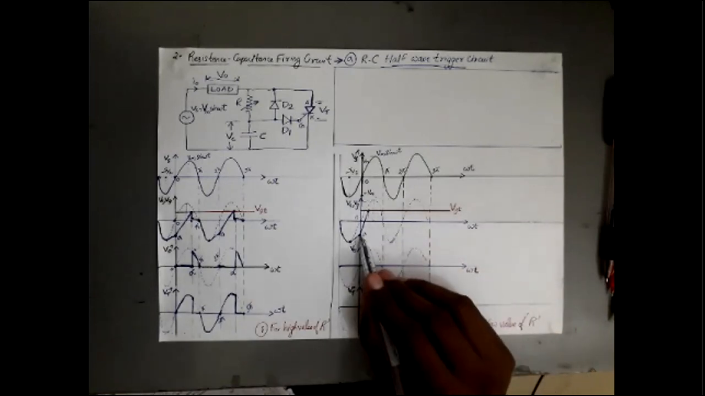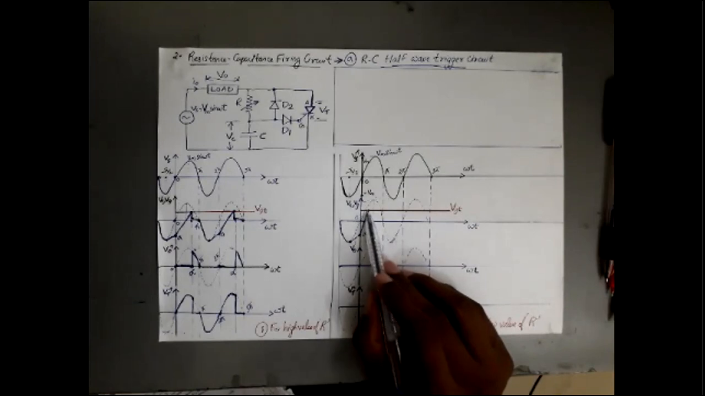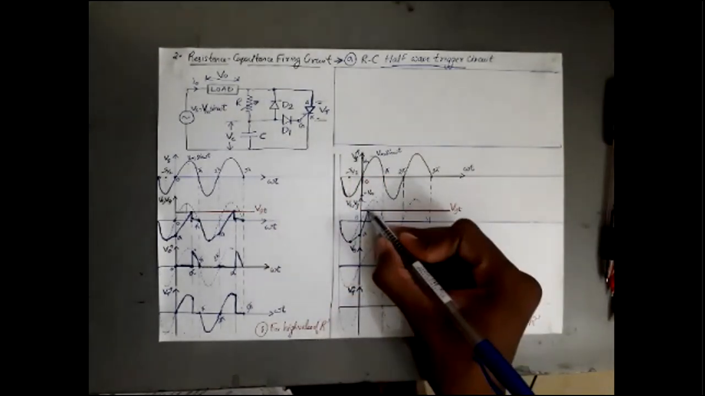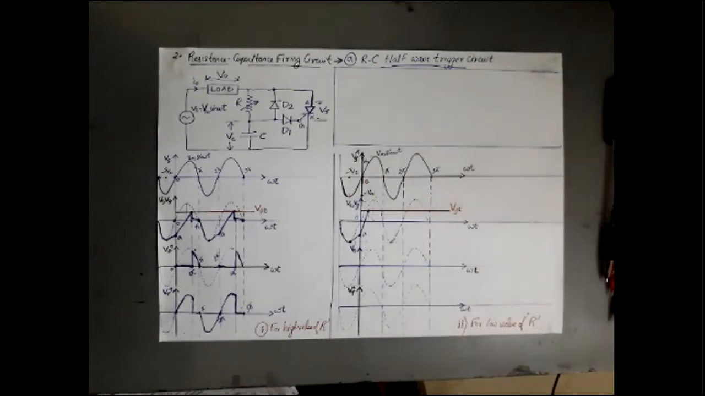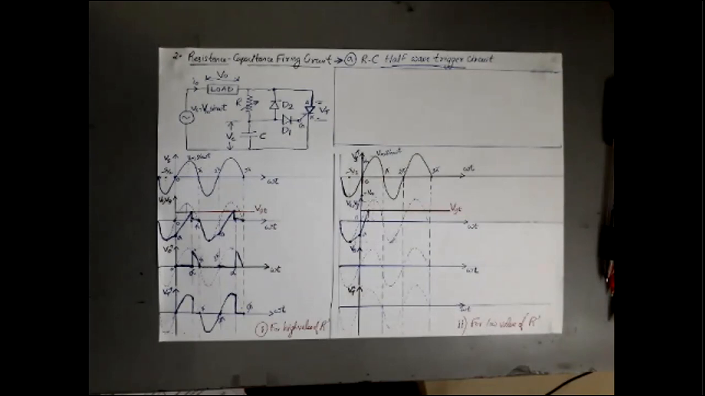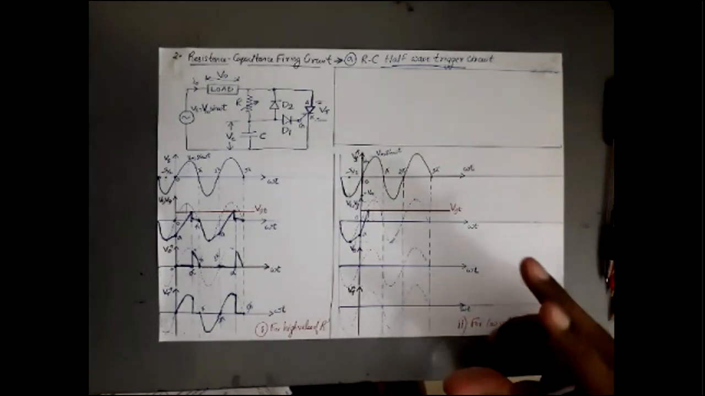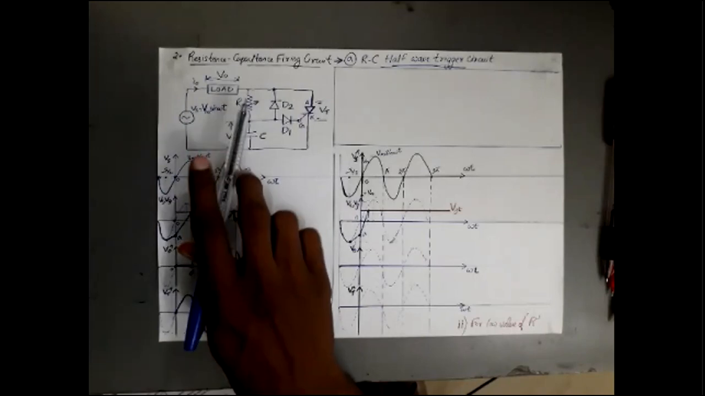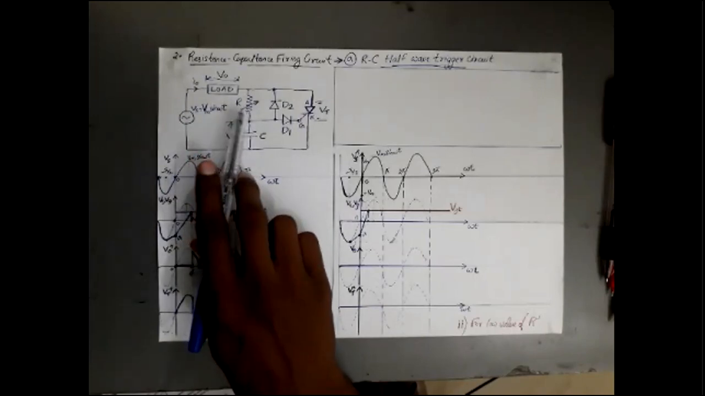My VC has become equal to VGT before omega t is equal to 90. At this point, my VC has become equal to VGT, then my SCR gets triggered. So my alpha value will be less than 90 degrees in this case. Thus we can conclude that alpha can be varied with the help of the variable resistor R. By varying R, we can vary the firing angle alpha.